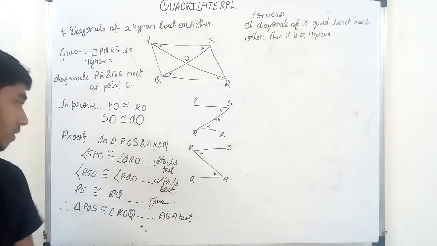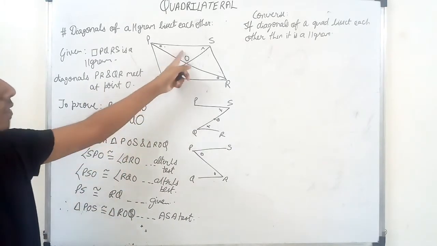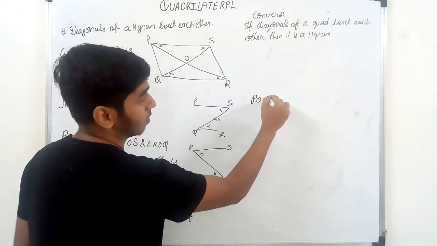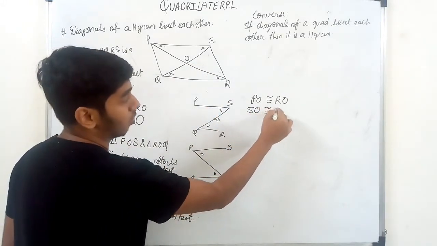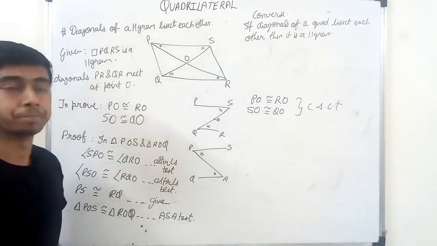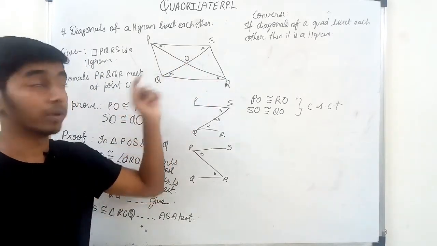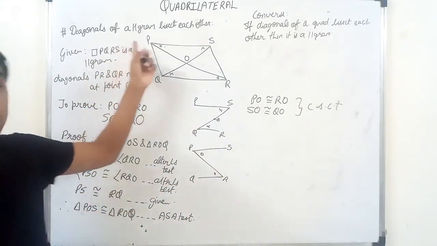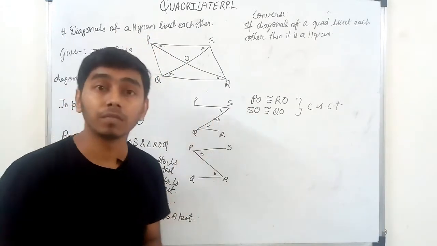So this is what we have proved now. If we have proved these two triangles to be congruent, we can say PO is congruent to RO, and SO is congruent to QO, both by CPCT. Because both the triangles are congruent, we have proved already. So this and this is congruent, this and this is also congruent. That's what we have proved here. So that's what the theorem says: diagonals of a parallelogram bisect each other. So this is what we have done.